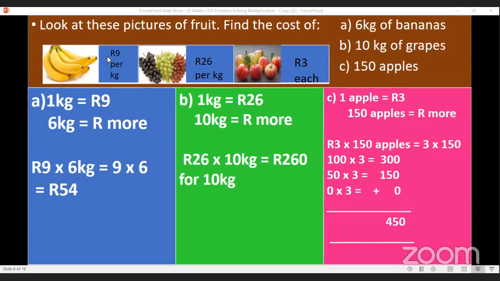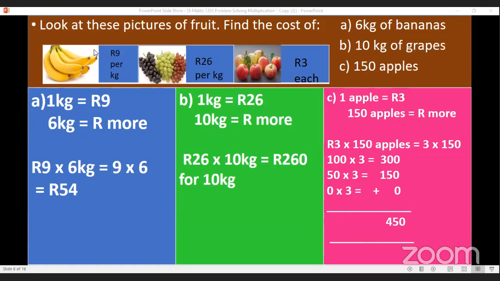So if we can see the pictures here, let's see who is going to do the bananas. It says the bananas are going to cost 9 rands per kg. Okay, thank you guys. I'm going to unmute Ethan. If you can put some oomph on your answering, that would be cool for saving time. Ethan, I have unmuted you. Hello, Ethan.